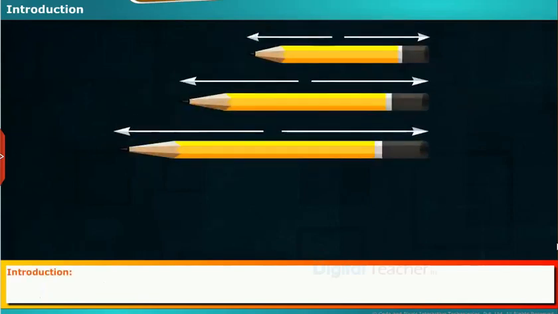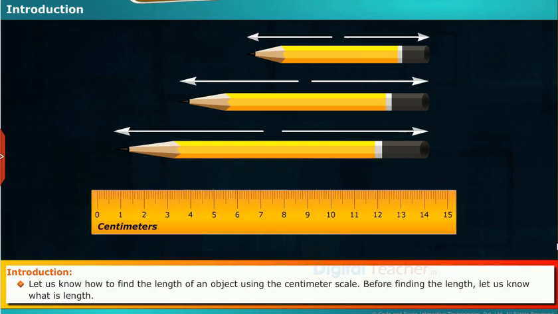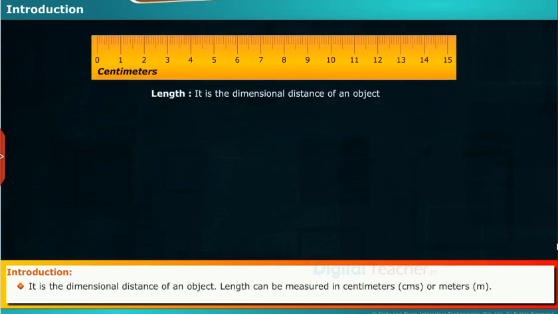Let us see the introduction on how long is this. In this chapter, we are going to find the lengths of objects. Let us know how to find the length of an object using the centimeter scale. Before finding the length, let us know what is length. It is the dimensional distance of an object. Length can be measured in centimeters or meters.